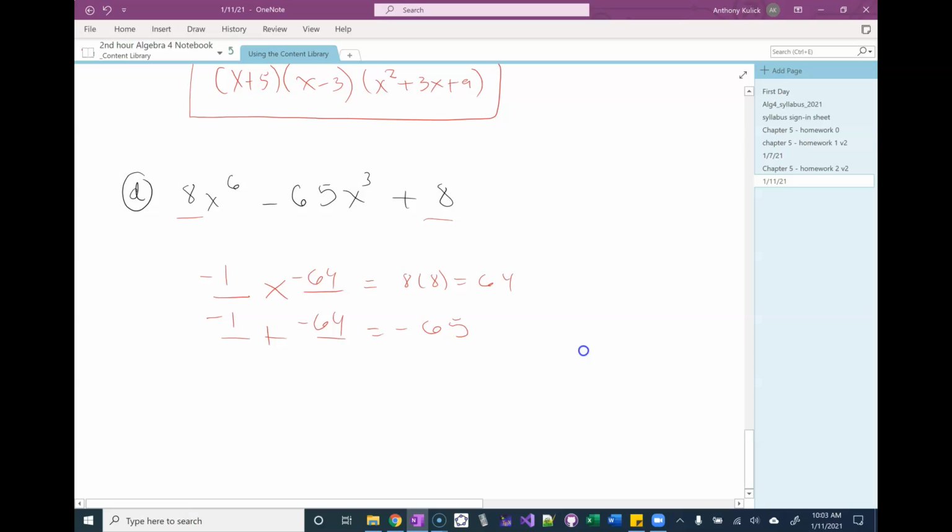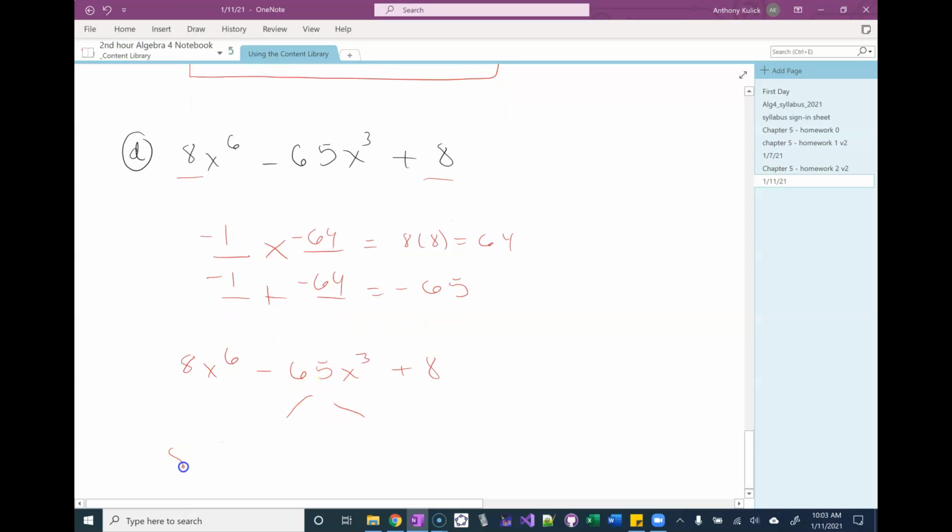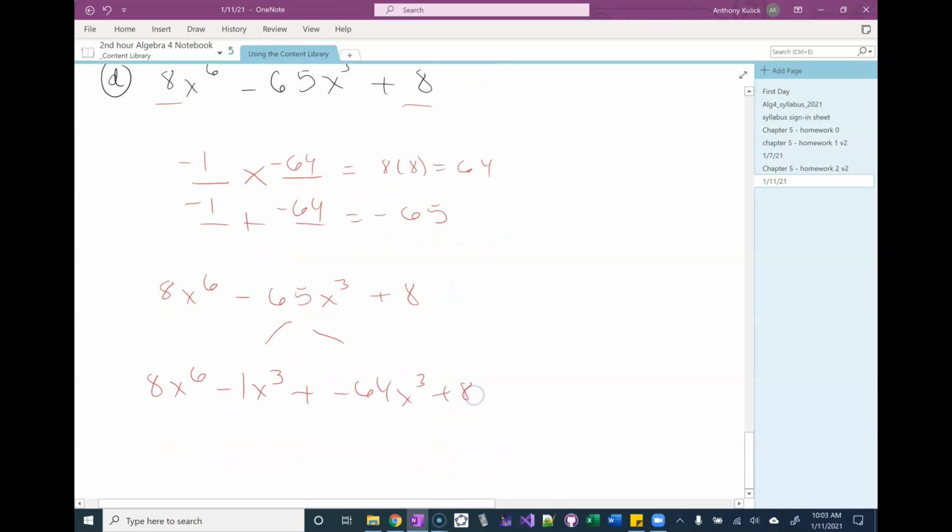Now remember, when we have to do the full version, that doesn't take us straight to our answer, right? The negative 1 and the negative 64 we use to break up that middle term into 2 pieces. And it doesn't really matter which order you put them, whether you did the negative 64 first or the negative 1 first, it doesn't matter. And then we do factor by grouping here.